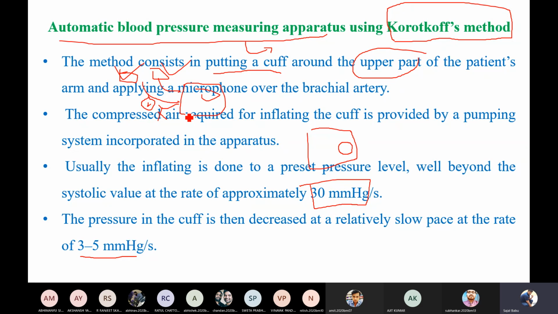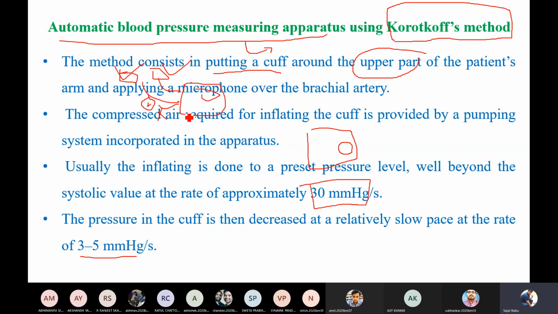And that sound is known as Korotkoff sound. So the pressure related to that sound will be your systole, and once your blood vessel opens completely, the sound will cease. And whenever the sound ceases, the corresponding pressure will be your diastole, right? The same thing is happening here.